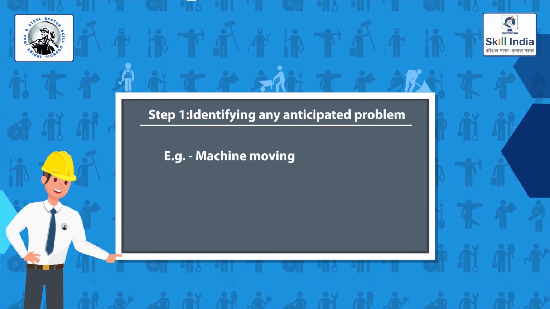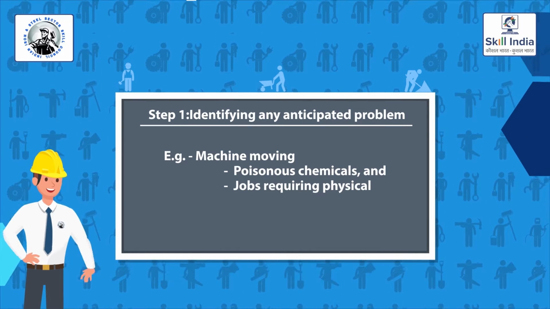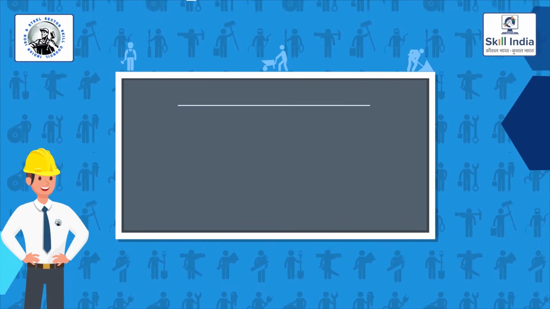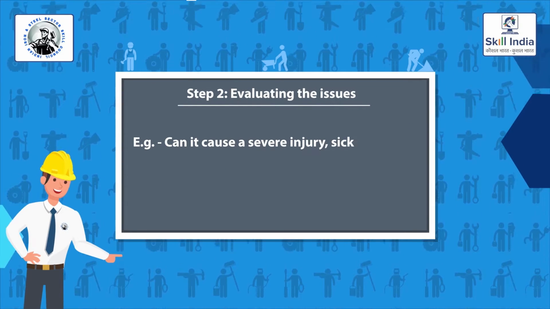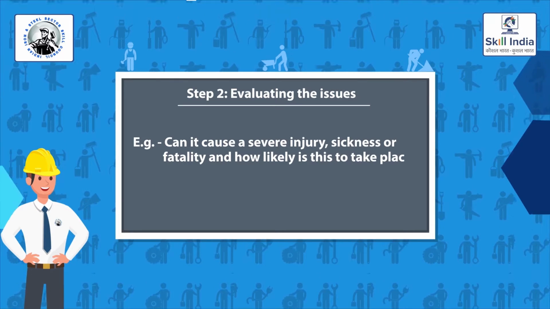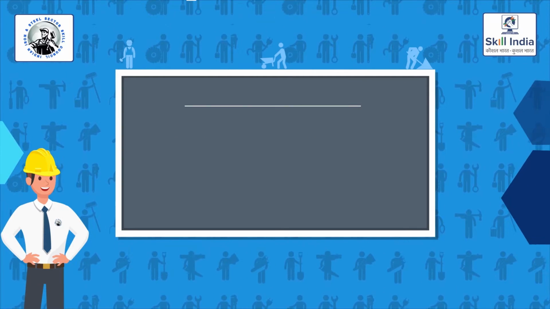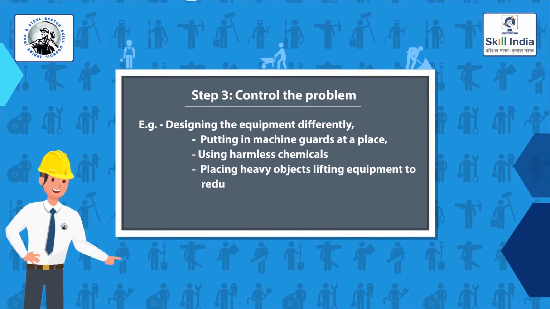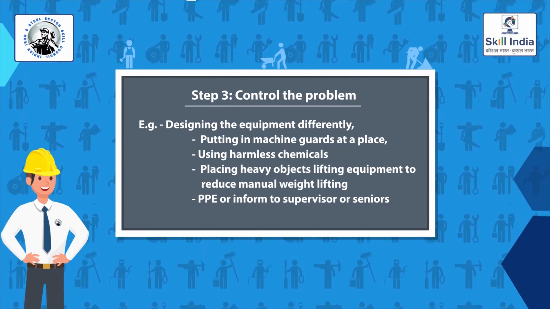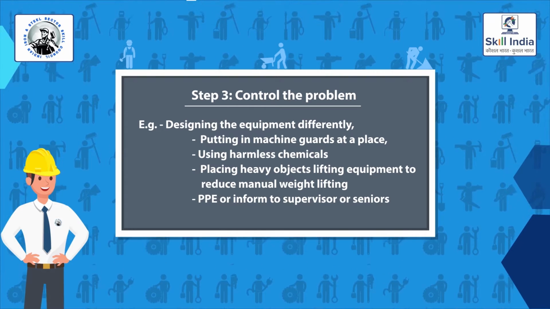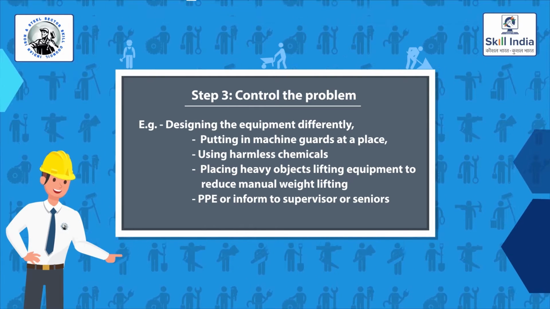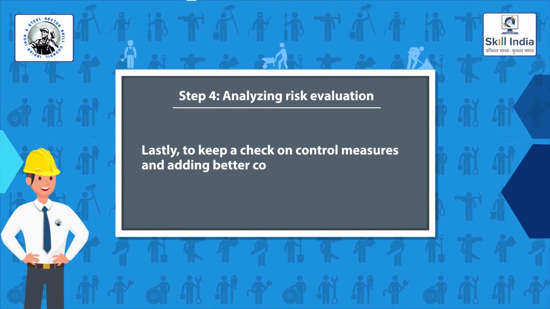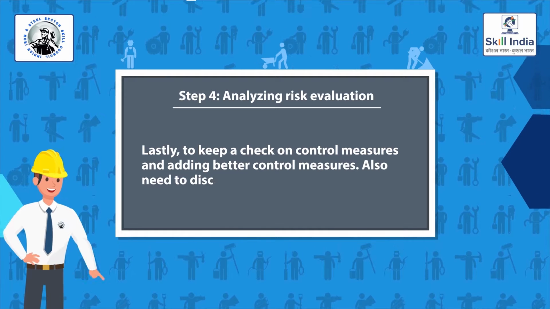First, identify anything that could lead to harm to any person in the workplace, examples of which are displayed on your screen. Secondly, assess the problem based on its impact, for example, can it cause a severe injury? The third step is to control the problem, or if that's not feasible, control the threat arising out of the problem, putting into practice strategies that can eradicate or manage the problem. Lastly, keep a check on control measures and add better control measures. Also, you need to discover secure ways of doing things.